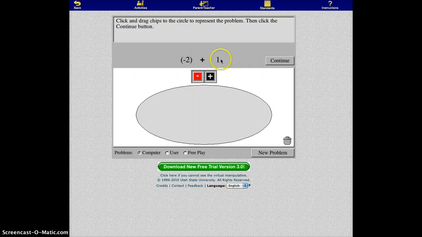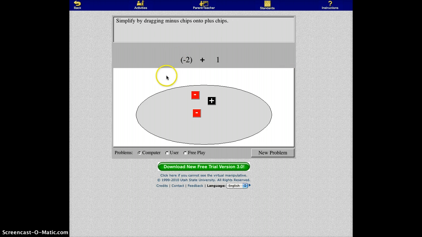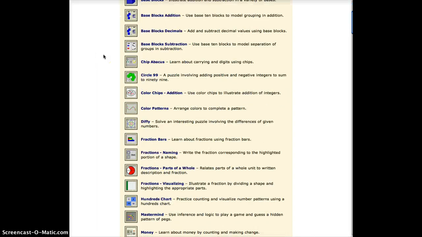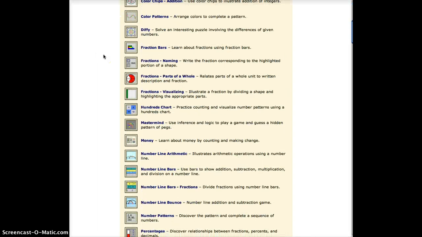So it gives you a number problem here, and you pull out the number of chips that you need. So we need 2 negatives and 1 positive. We continue, and it tells us to simplify by dragging minus chips onto plus chips. We do that here, they go out with a bang, and we have an answer of 1 minus. Check, and go on to the next problem. So that's a really fun and easy way to add negative numbers.